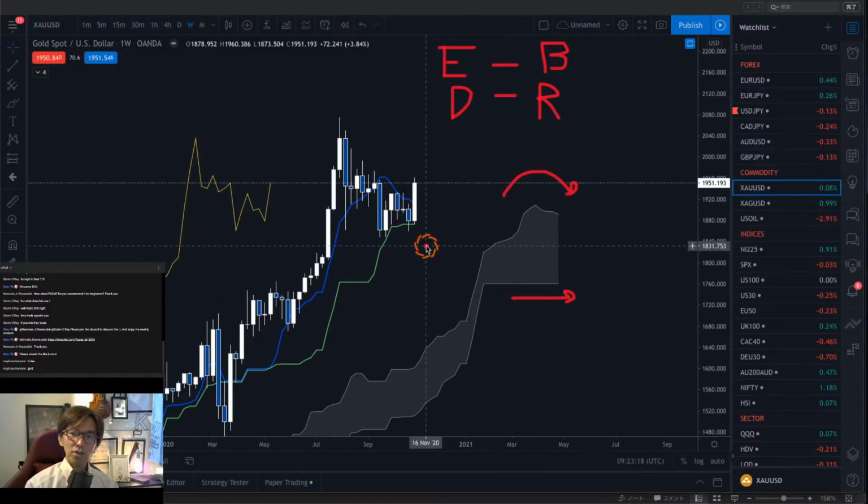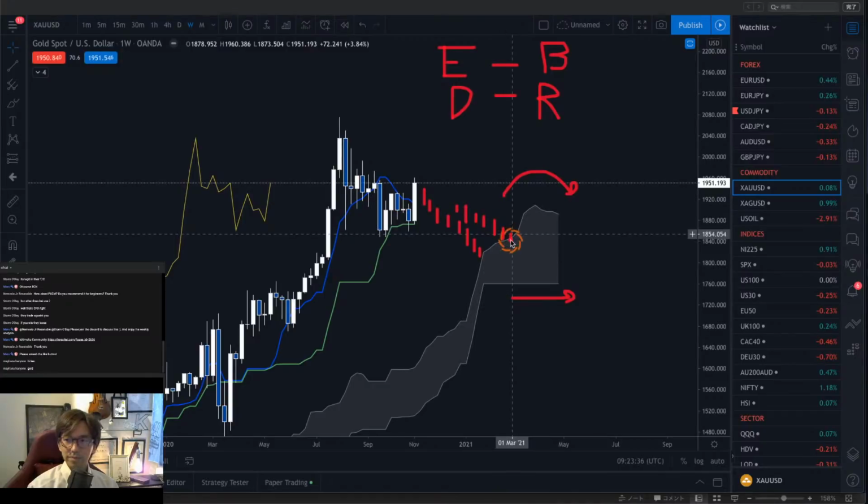So the market looks to be supported by this Kijun-sen, but there is still potential that the market might go back to the Kumo. It may go range, it may go down. I'm not sure which way it's going, but it may consolidate like this and it may reach the Kumo.